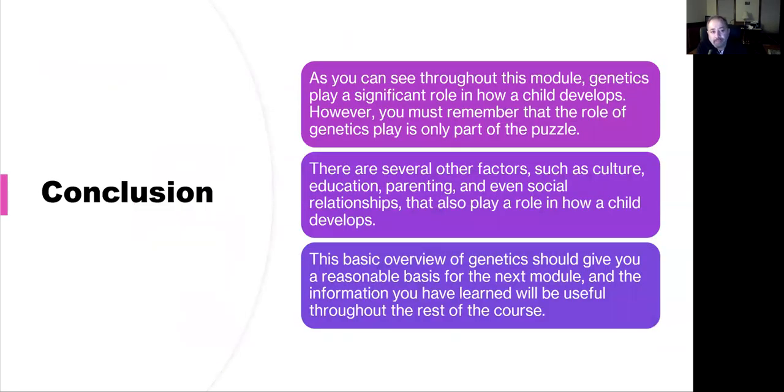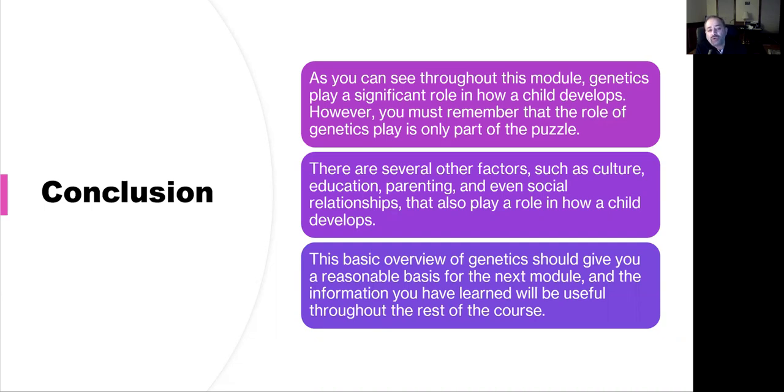In conclusion, as you can see through this module, genetics play a significant role in how a child develops. Genes play an important role. However, you must remember that genetics is only part of the puzzle. It's not the whole thing. There are several other factors such as culture, education, parenting, and social relationships. They also play an important part in a child's development.